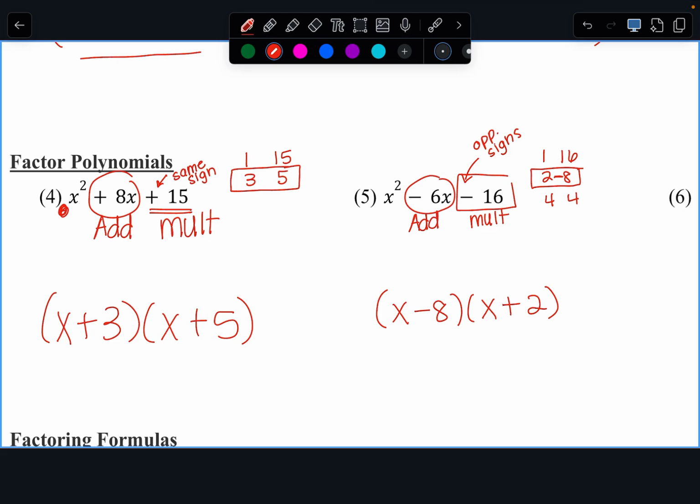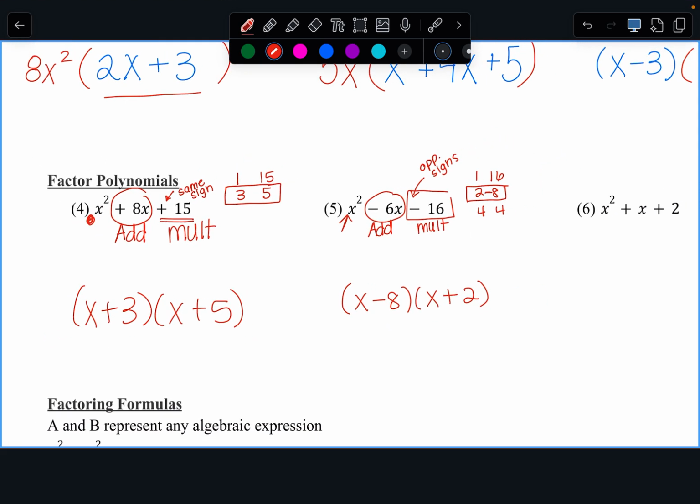Again, the only time we can do that is when this has a 1 in front of the x squared. Okay? And you can always work backwards and check to make sure that when you multiply x minus 8 and x plus 2, that gives you what we started with.